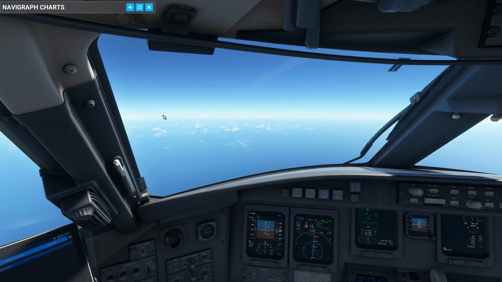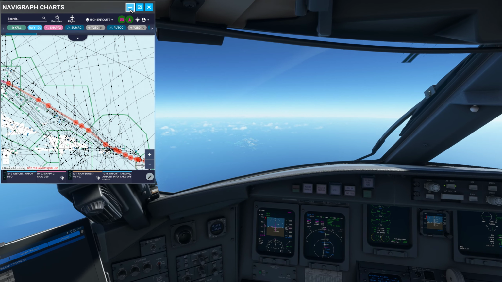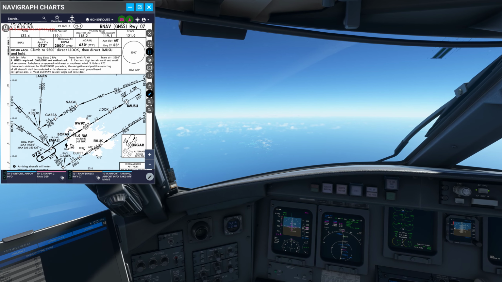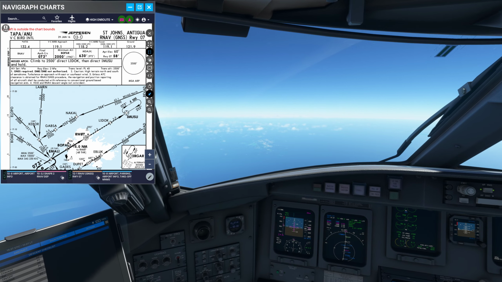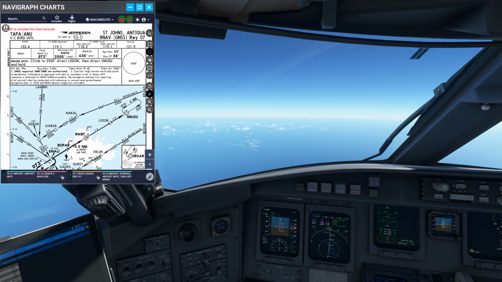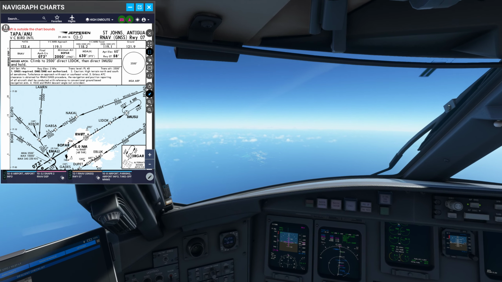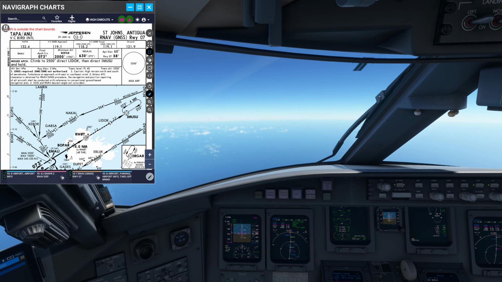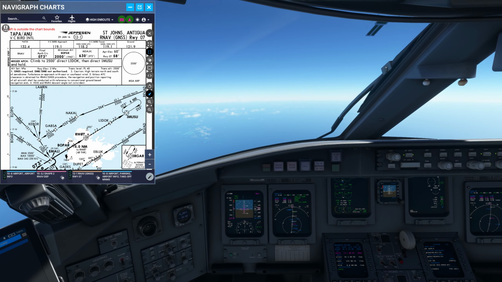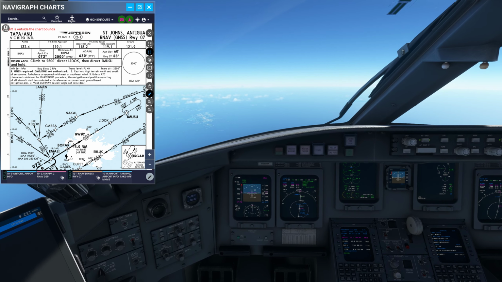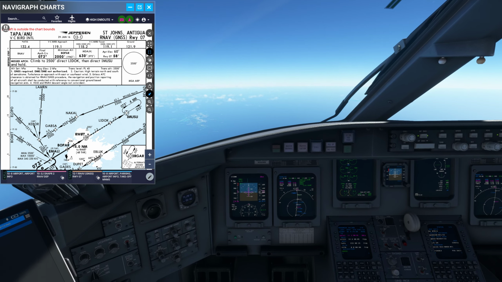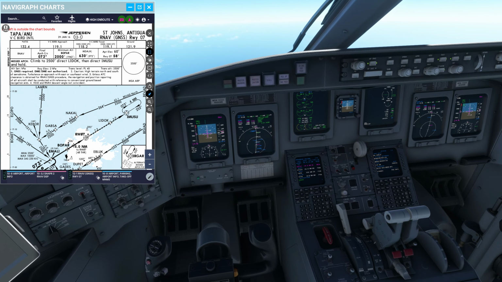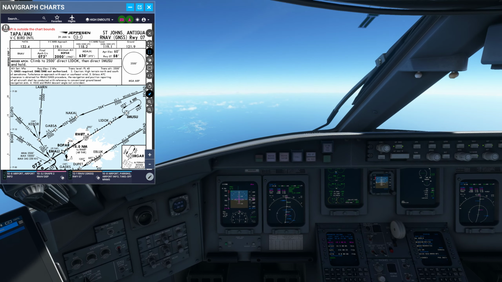And then approach briefing. So what I wanted to do today was do a little soliloquy on Jepp charts. Jepp charts are great, but a lot of instrument rated pilots just use the FAA charts. They don't use the Jepp charts. A lot of instrument rated pilots find Jepp charts confusing and more difficult to read than the standard FAA charts, I think.